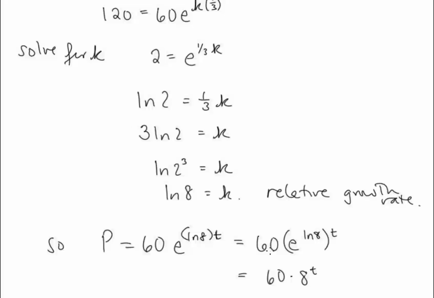60 is not taken to the t power, so we cannot combine the 60 and the 8. It must stay like this. So now we have a formula. At any time t in hours, we'll be able to find the population of bacteria, the number of bacteria cells.